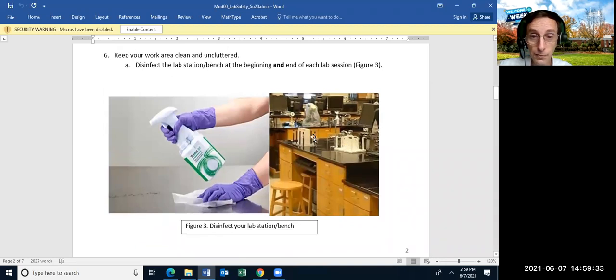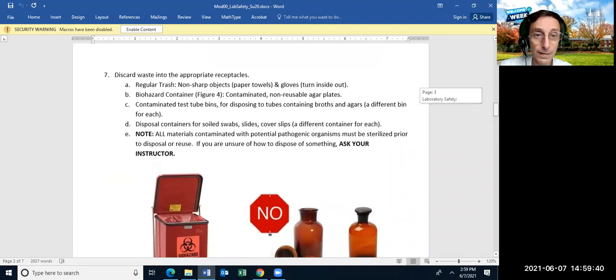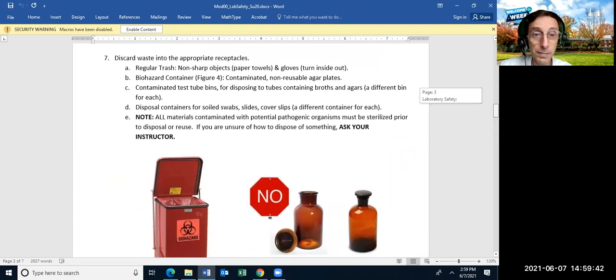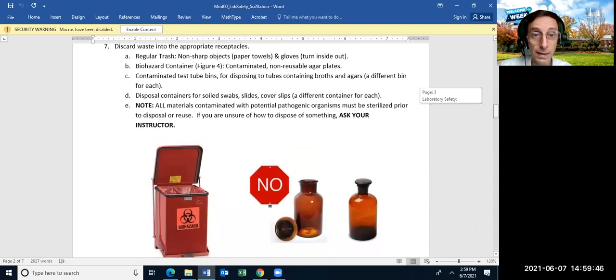And that's actually a picture of our lab, if you were to come to the lab, which we're not going to do. Discard waste in the appropriate receptacles. Regular trash that's non-contaminated, no sharp objects. Gloves that don't have bacteria on them can go in the regular trash can, which isn't shown here. It's a normal trash can which we have in the lab, like for paper.